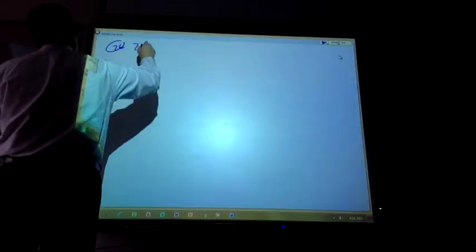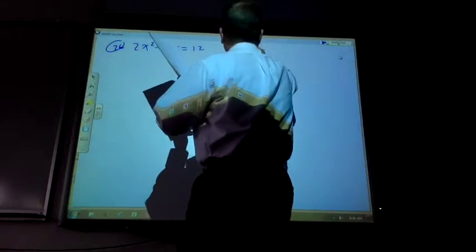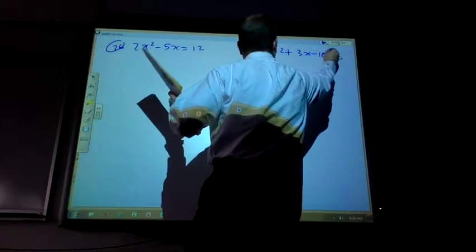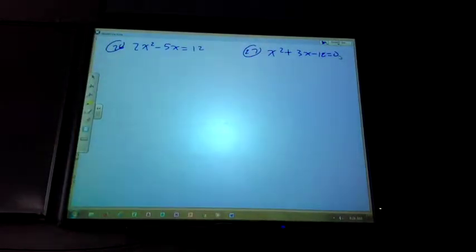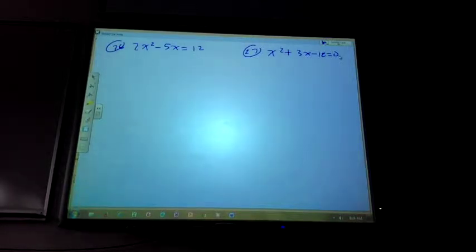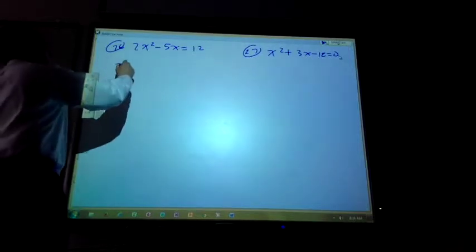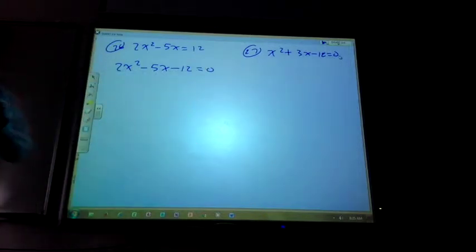All right, 26. We have 2x squared minus 5x equals 12. And 27, x squared plus 3x minus 18 equals 0. Okay, one of those is already set up to solve, the other one is not. Which one's not set up to solve as it says? 26 or 27? 26, why is that? Not equal to 0. So how do I bring that positive 12 over? Subtract it. So this is actually going to come down to this. Everyone see the move that I made?